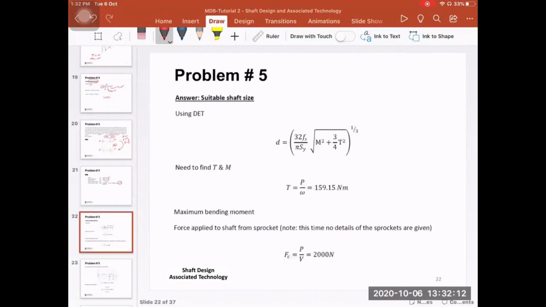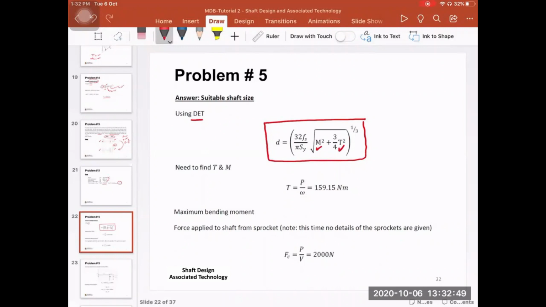In the problem, it says find the suitable shaft size or diameter based on the distortion energy theory. So we go back to our lecture, and then we find the equation for the distortion energy theory. The diameter is equal to the cube root of 32 times the factor of safety divided by pi multiplied by the yield strength of the material, times the square root of the bending moment squared plus 3/4 multiplied by the torque squared.